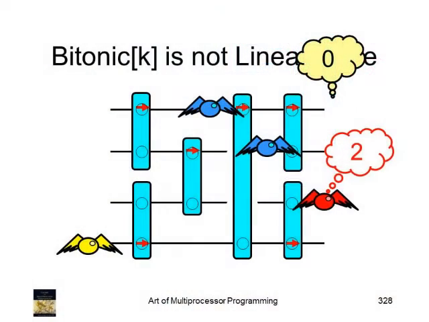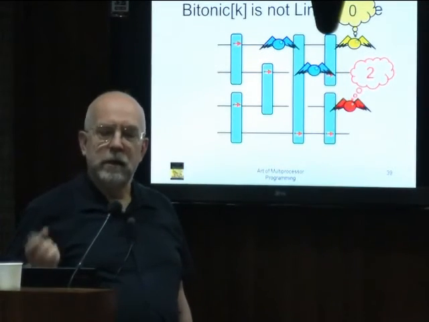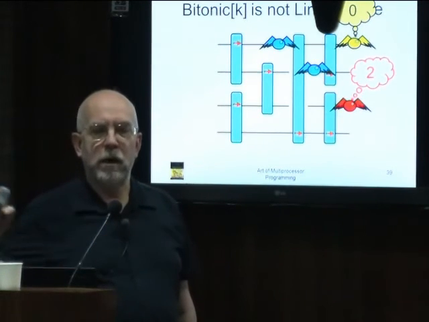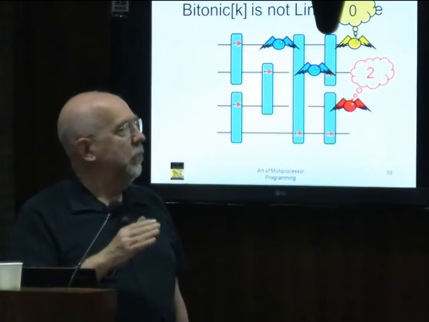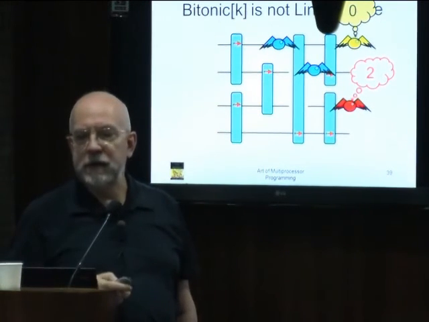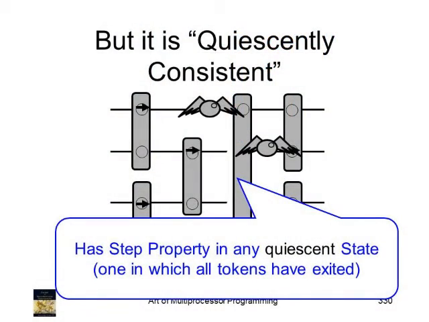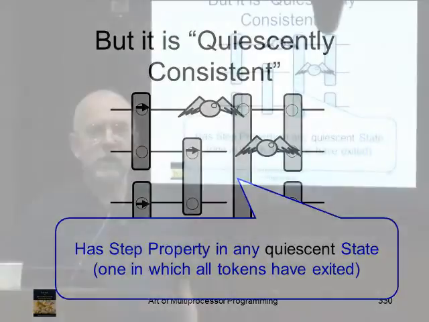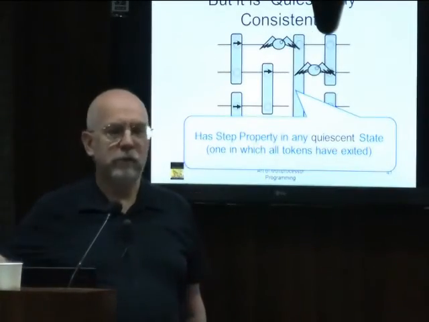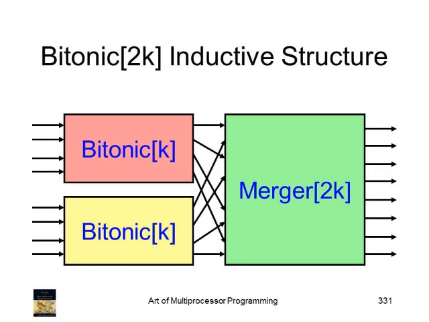But now the yellow token comes in, and it takes 0, which is not linearizable because yellow started after red finished. So red should have taken an earlier value, but that's not what happened. So these things are not linearizable, but they are what we call quiescently consistent, meaning that if you drain all the tokens out of the network, then all the values are taken. So how do you build these things?